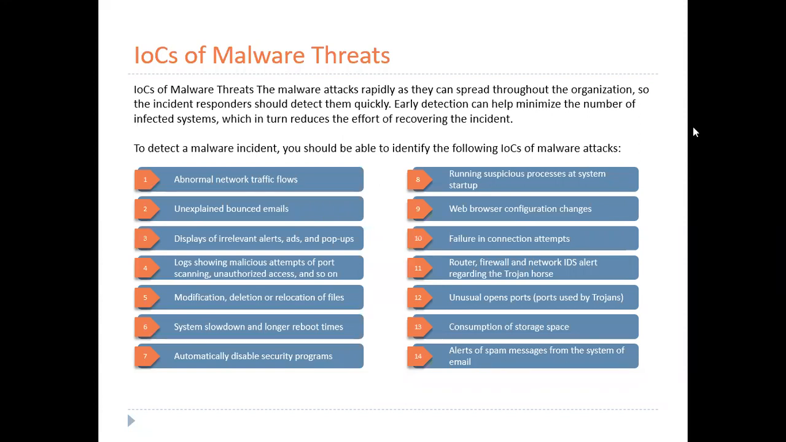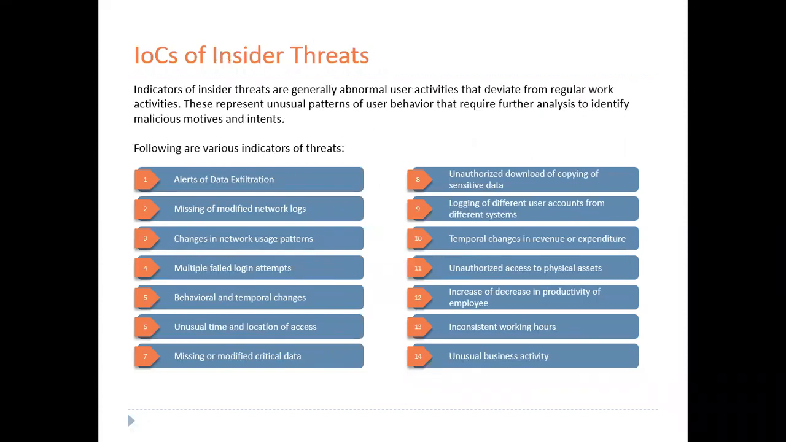Then the next is insider threats. This is a very critical part, because the users, the insiders, can be unaware or they can be intentional. So you can see multiple failed login attempts. Maybe the user is trying to access another user's account. You can see unusual time and location of access. So you're accessing from somewhere which is not usual. You are in the office, but you access from maybe another country. These kinds of things give you an idea about a behavior which is not normal. So based on that, you perform your investigations.